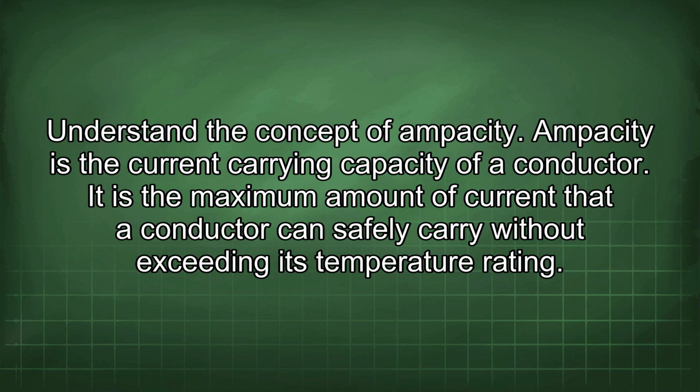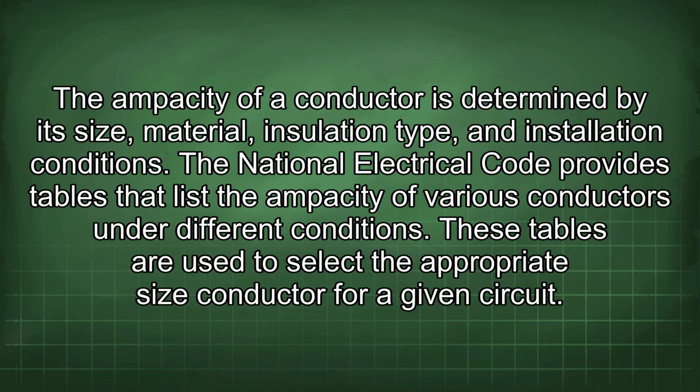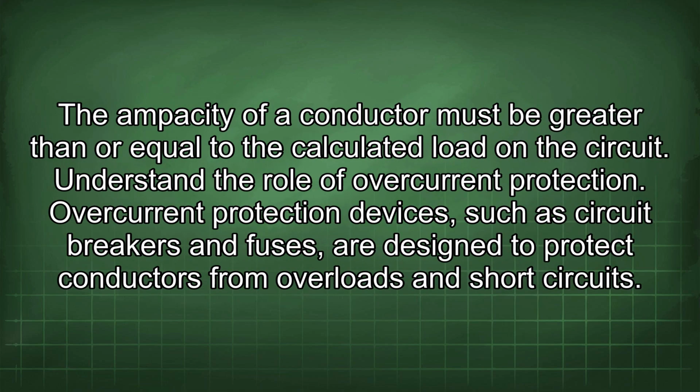Understand the concept of ampacity. Ampacity is the current carrying capacity of a conductor. It is the maximum amount of current that a conductor can safely carry without exceeding its temperature rating. The ampacity of a conductor is determined by its size, material, insulation type, and installation conditions. The National Electrical Code provides tables that list the ampacity of various conductors under different conditions. These tables are used to select the appropriate size conductor for a given circuit. The ampacity of a conductor must be greater than or equal to the calculated load in the circuit.